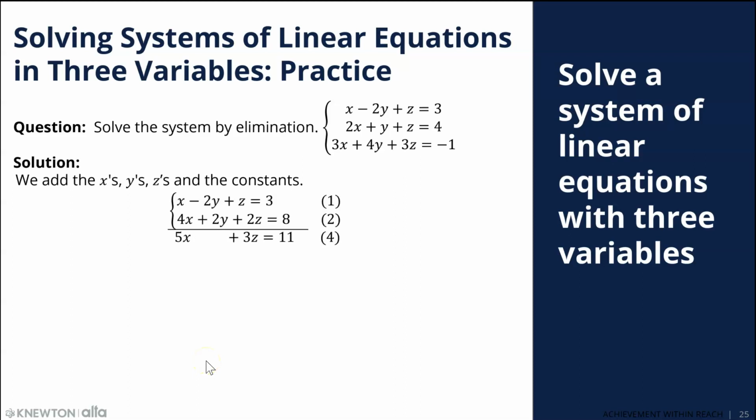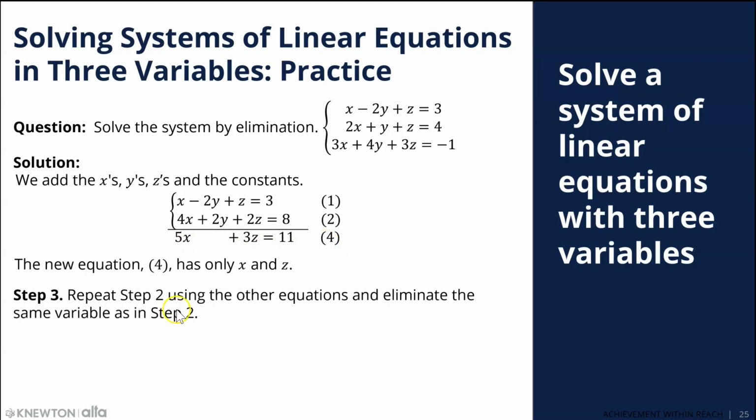So adding the two equations, we have x plus 4x is 5x. This is 0. And then z plus 2z is 3z, equal to 3 plus 8, which is 11. And then we'll label this new equation as our fourth equation.